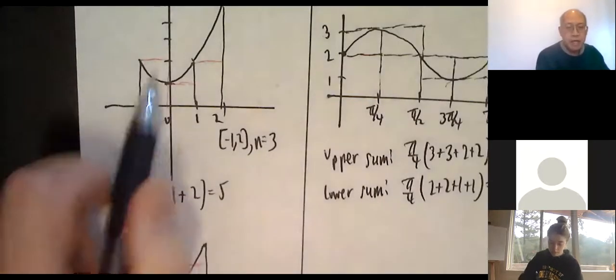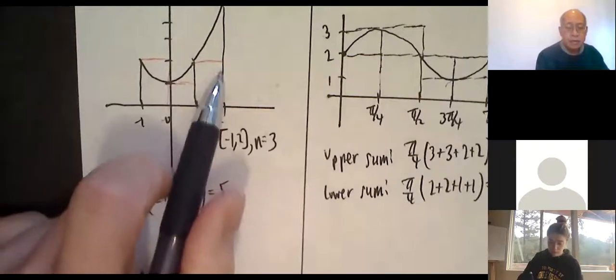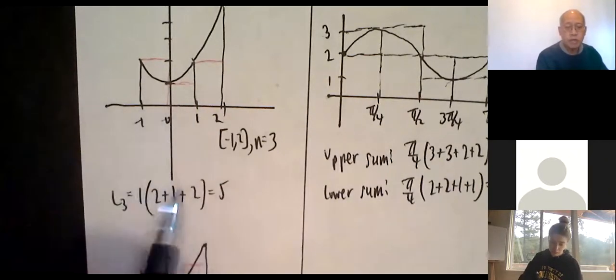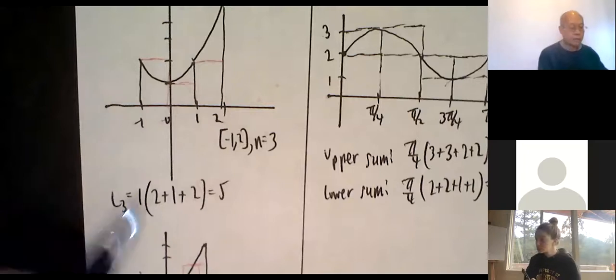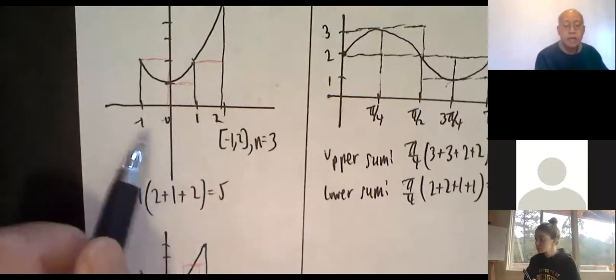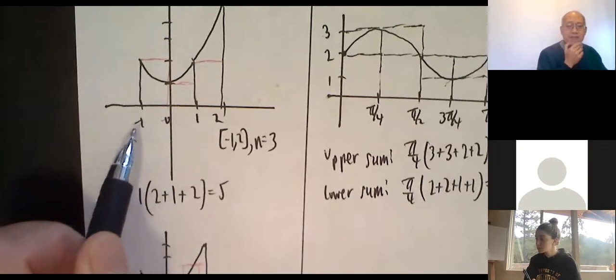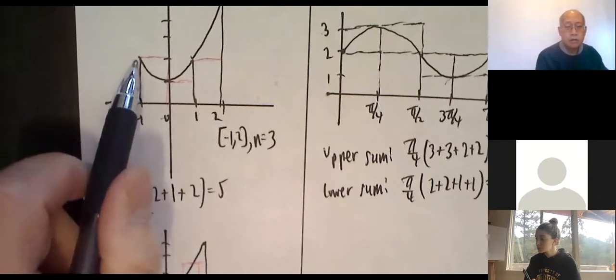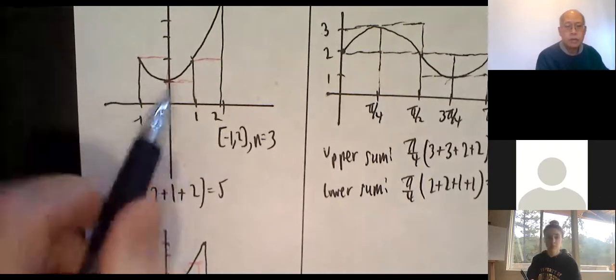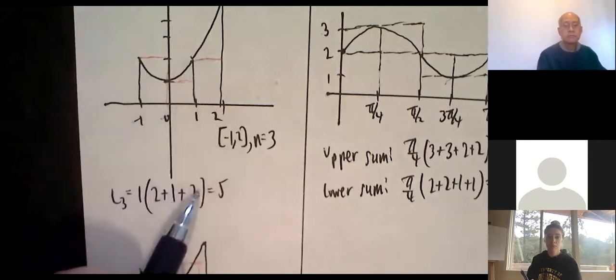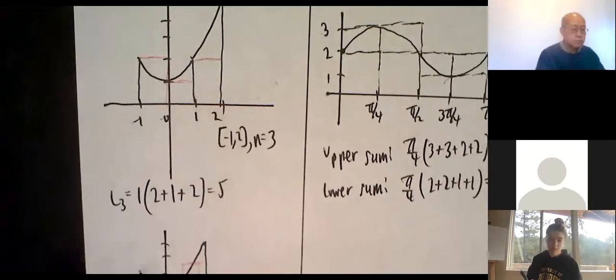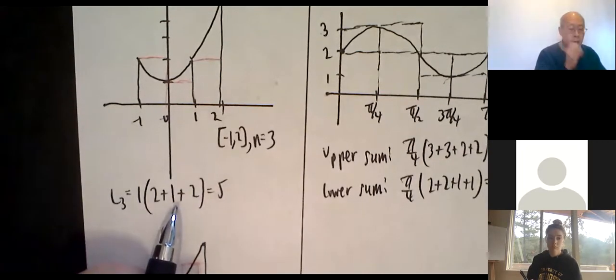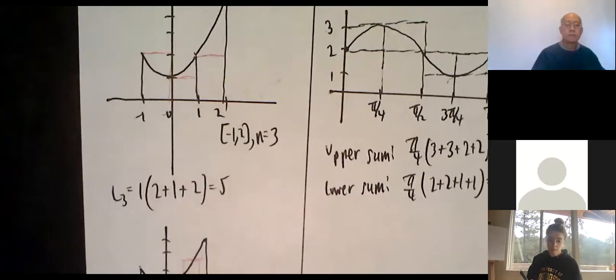So again, it's base times height, base times height, base times height. All the bases are the same. It's 1. Factor out the 1, well, it's nice to multiply by 1 anyway. Okay. And now the function values at the left endpoints are 2, 1, and 2. So L3 is 5.